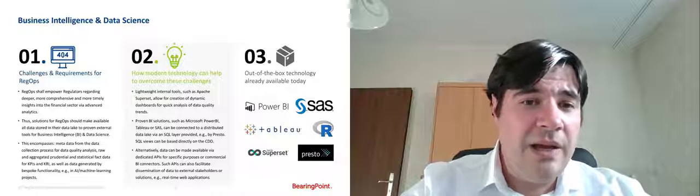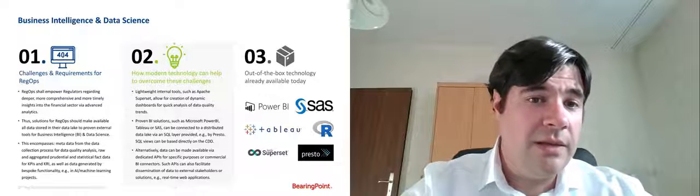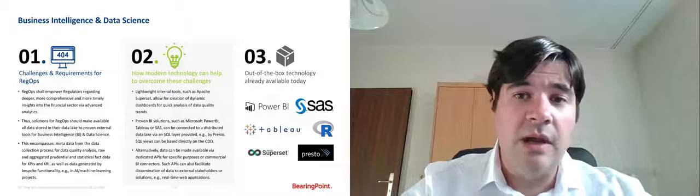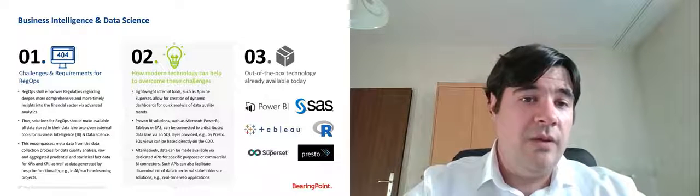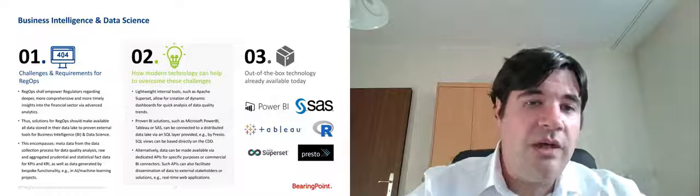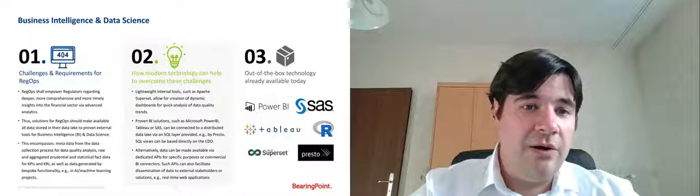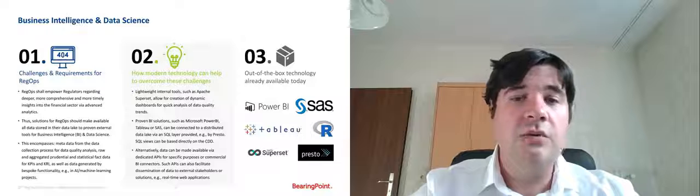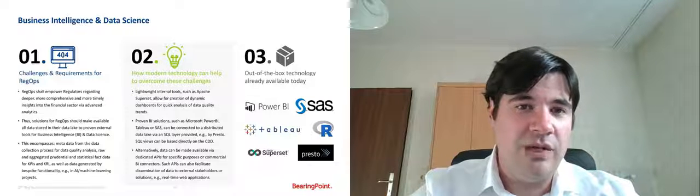The data which should be made available should be all the data in the data lake, actually. It should be the metadata from the data collection process, for example, if you want to do data quality analysis. It should be the raw and aggregated prudential and statistical fact data, for example, for KPIs and KRIs. And it should be also the data generated by bespoke functionality, for example, from AI and machine learning projects.